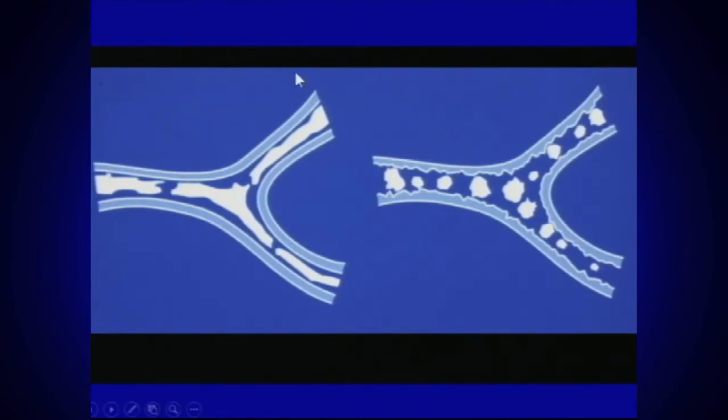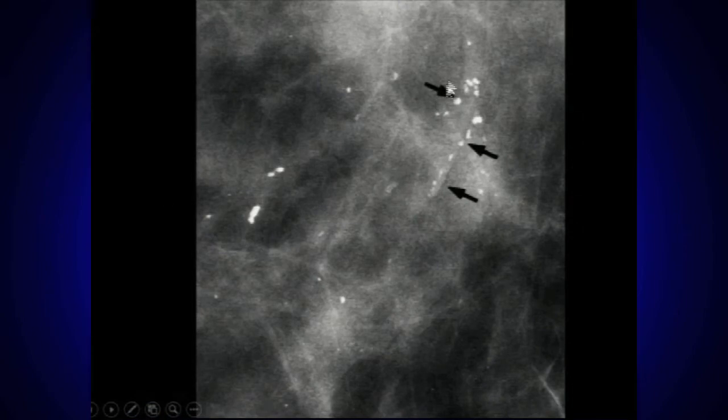Here we have a linear distribution, 2 cases of DCIS forming a cast of the ducts. Here these are fine linear, these are fine pleomorphic. Here some are fine linear and fine pleomorphic. Ductal distribution, comedocarcinoma. In this patient, amorphous calcifications in a ductal, and if you look at multiple ducts here, it's a segmental distribution. So this is very, very suspicious for a malignancy.